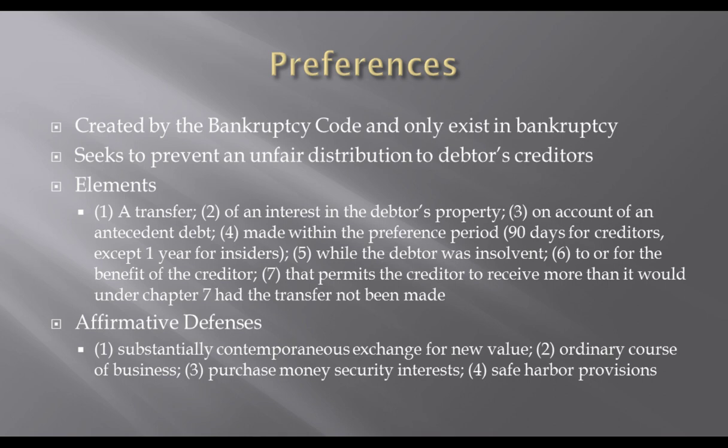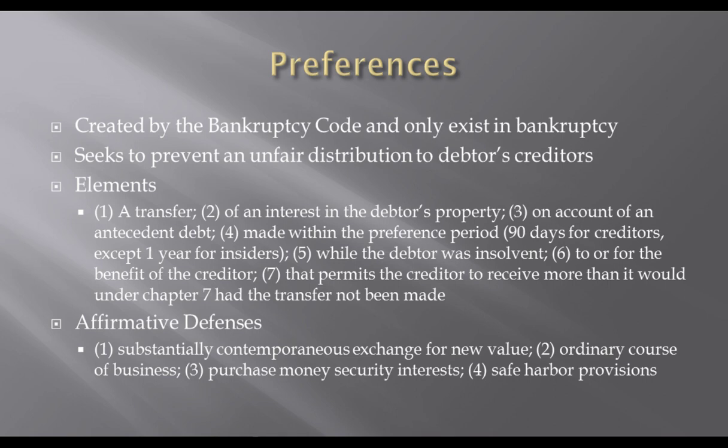So the preferences typically happen within 90 days of the bankruptcy filing, but it would be a one-year period for insiders of the debtors, typically principals or higher-ups, sometimes affiliates, a spouse, children can also be insiders. And so it talks about unfair distribution, and the bankruptcy trustee or the debtor in possession will attempt to bring that money back into the estate to satisfy the claims of all creditors.